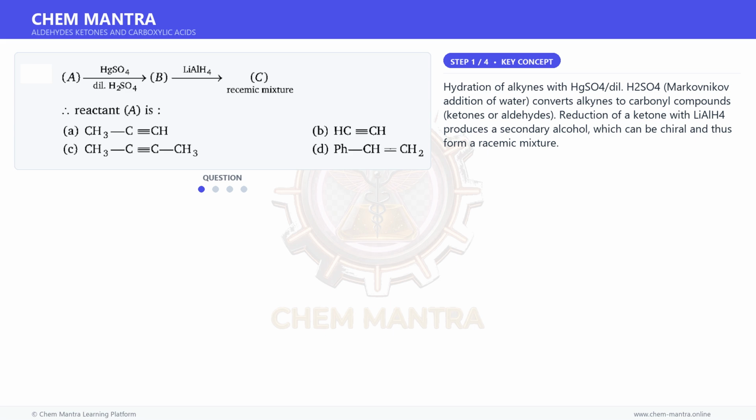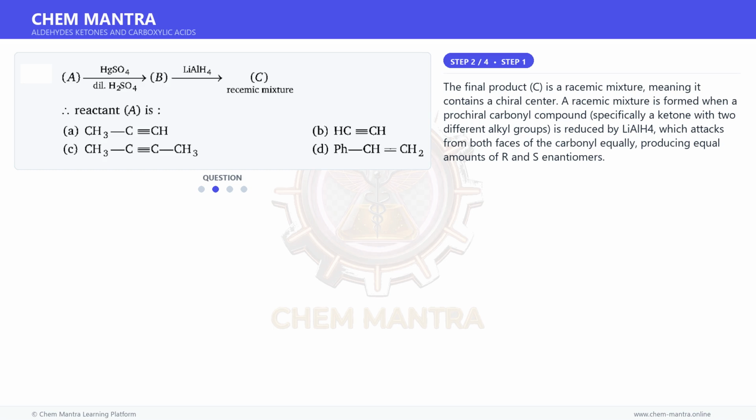Reduction of a ketone with LiAlH4 produces a secondary alcohol, which can be chiral and thus form a racemic mixture. Moving on to the next step. The final product, C, is a racemic mixture, meaning it contains a chiral center. A racemic mixture is formed when a prochiral carbonyl compound, specifically a ketone with two different alkyl groups, is reduced by LiAlH4, which attacks from both faces of the carbonyl equally, producing equal amounts of R and S enantiomers.